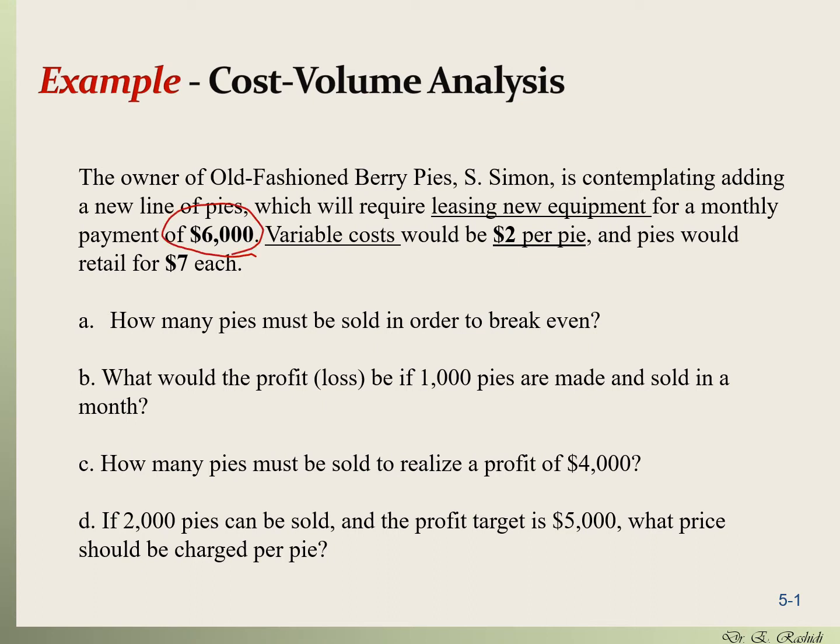And a variable cost would be $2 per pie. So to produce one unit of pie, the operating cost is $2. And the pie would retail for $7 each. So that's the revenue per unit of pie.